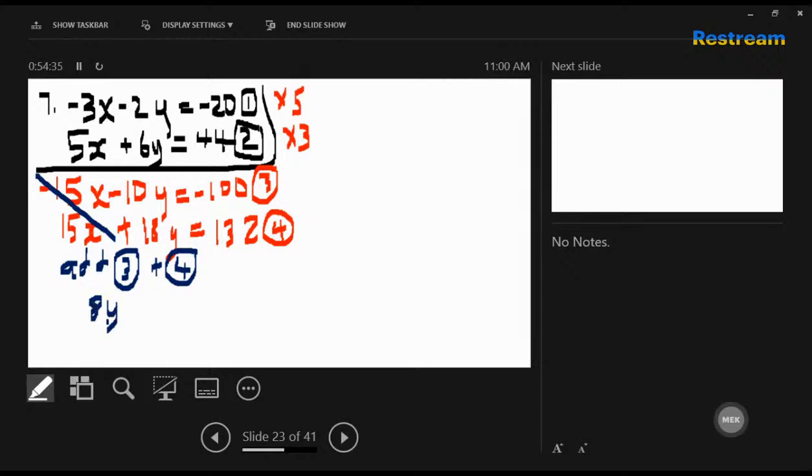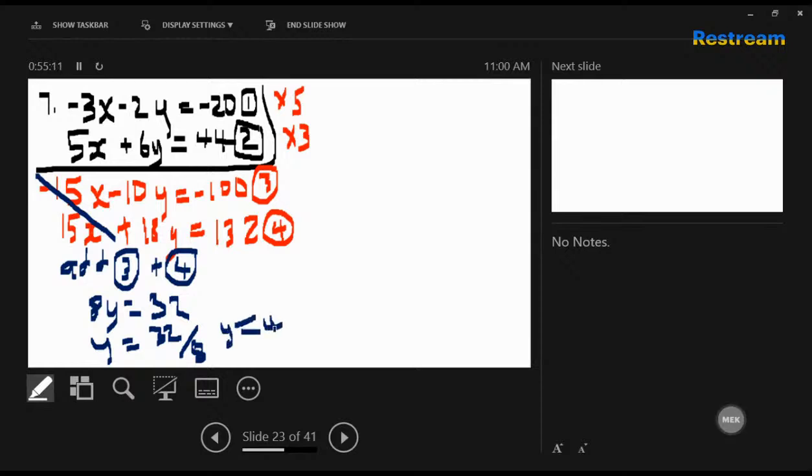And negative 100 plus 132, I believe that's going to give 32. So 8y is equal to 32. Therefore, y is equal to 32 divided by 8. So y is 4.